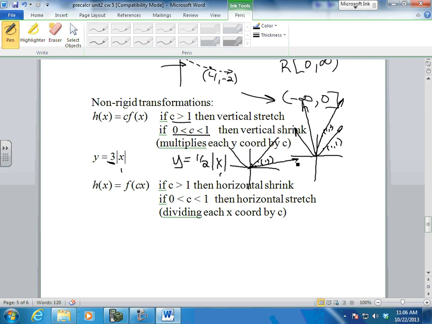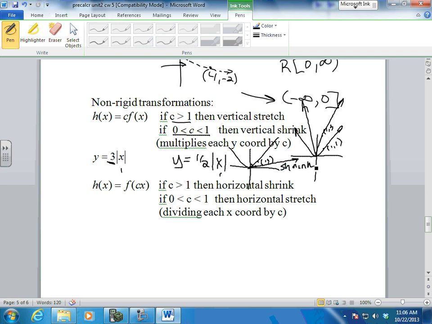A lot of kids get confused with this because it looks like, well, it's wider. But what it's doing is shrinking the distance down, so it's flattening it out. Think of it squishing it down like this. So this is a shrink in this case.